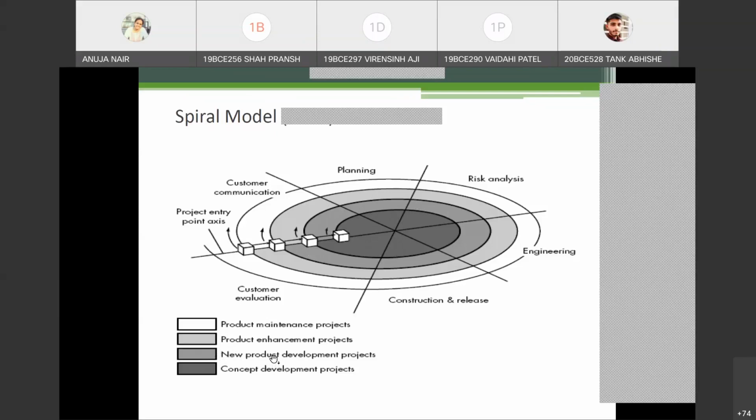So I'm creating a new product, right? Previously, I was just trying to find out the concept. Now I'm developing a product, actual product, right? So what you will do, again, the same phases will come. Again, your new product is passing through customer communication, then planning, then risk analysis, engineering, construction and release, customer evaluation. Once this milestone is achieved, right? Once this milestone is achieved, then you go for the next phase. What is the next phase?